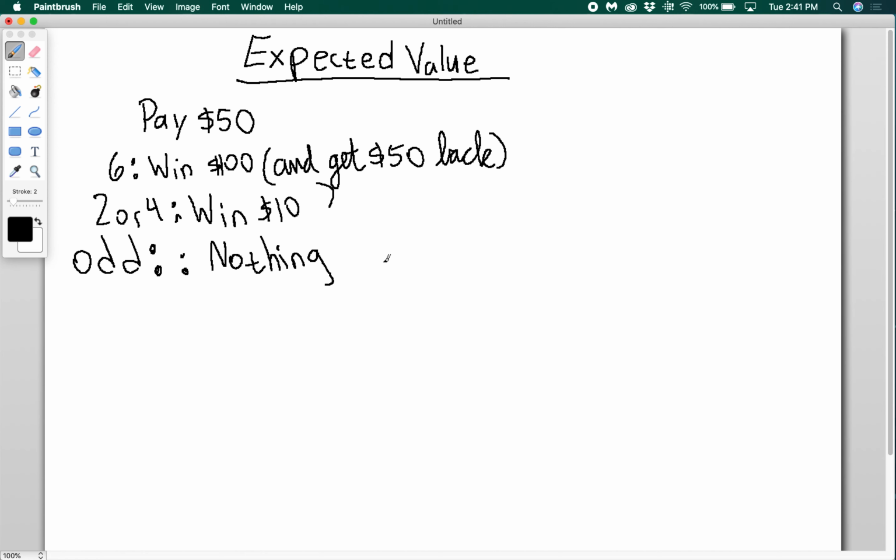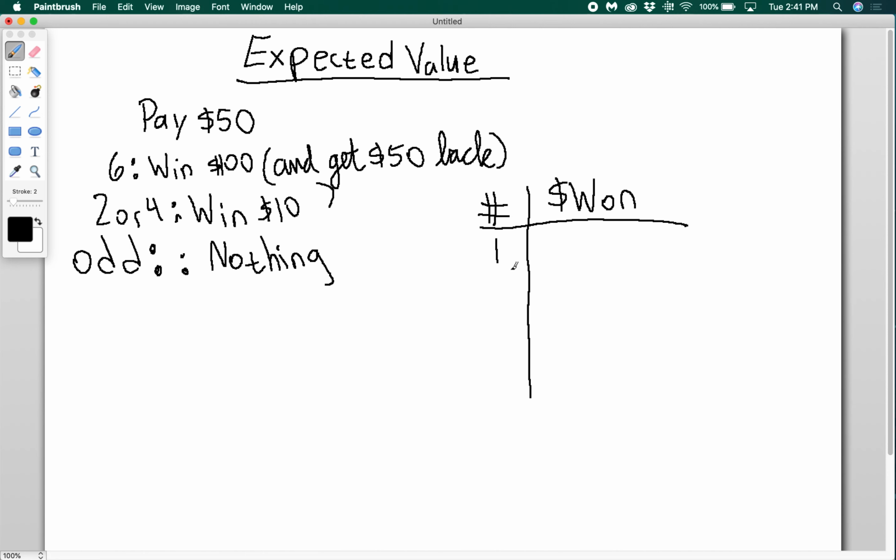On average, per roll, how much do I expect to win or lose? You could probably figure this out even without having done this video yet, where you can try to logic through how you would do this. So I'm going to list all the possible numbers I can roll, and I'm going to list the amount that I win.